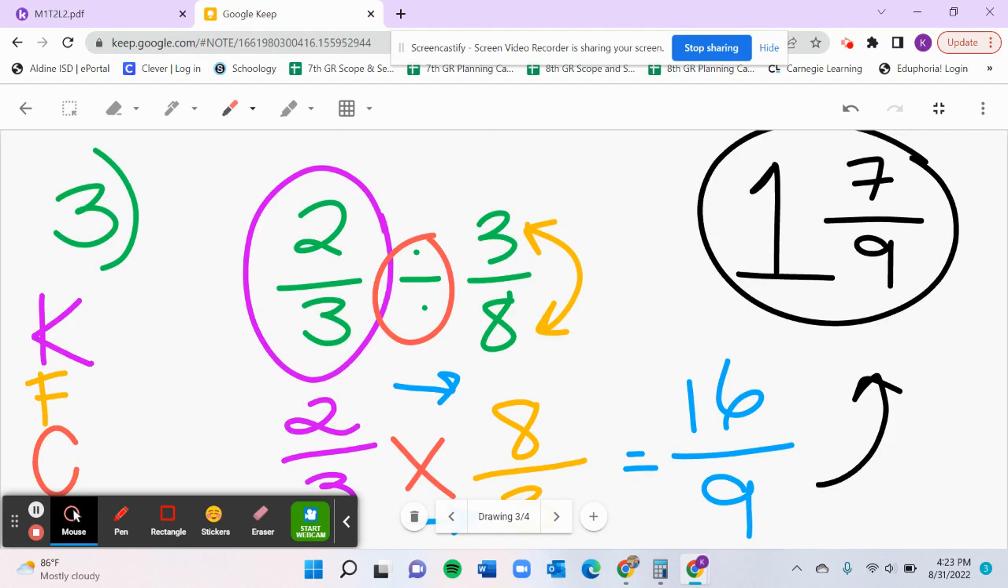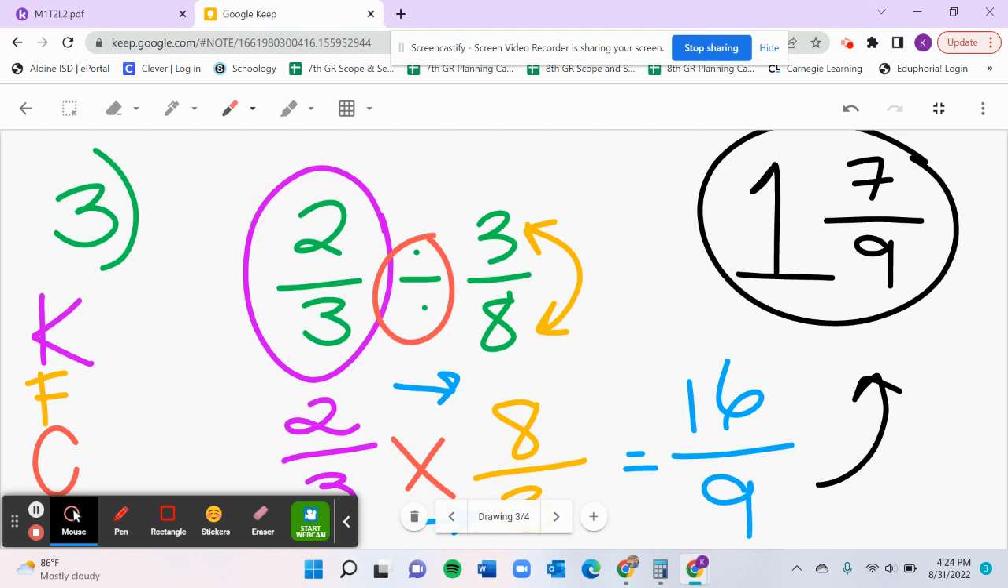Question number 3, 2/3 divided by 3/8. Now, when you divide fractions, it's not the same as multiplying. Now, you may have learned it differently, but the process is simply keep, flip, change, keep, change, flip, or multiply by the reciprocal. What that means is you keep that first number, that first fraction the same. So 2/3 would stay 2/3.